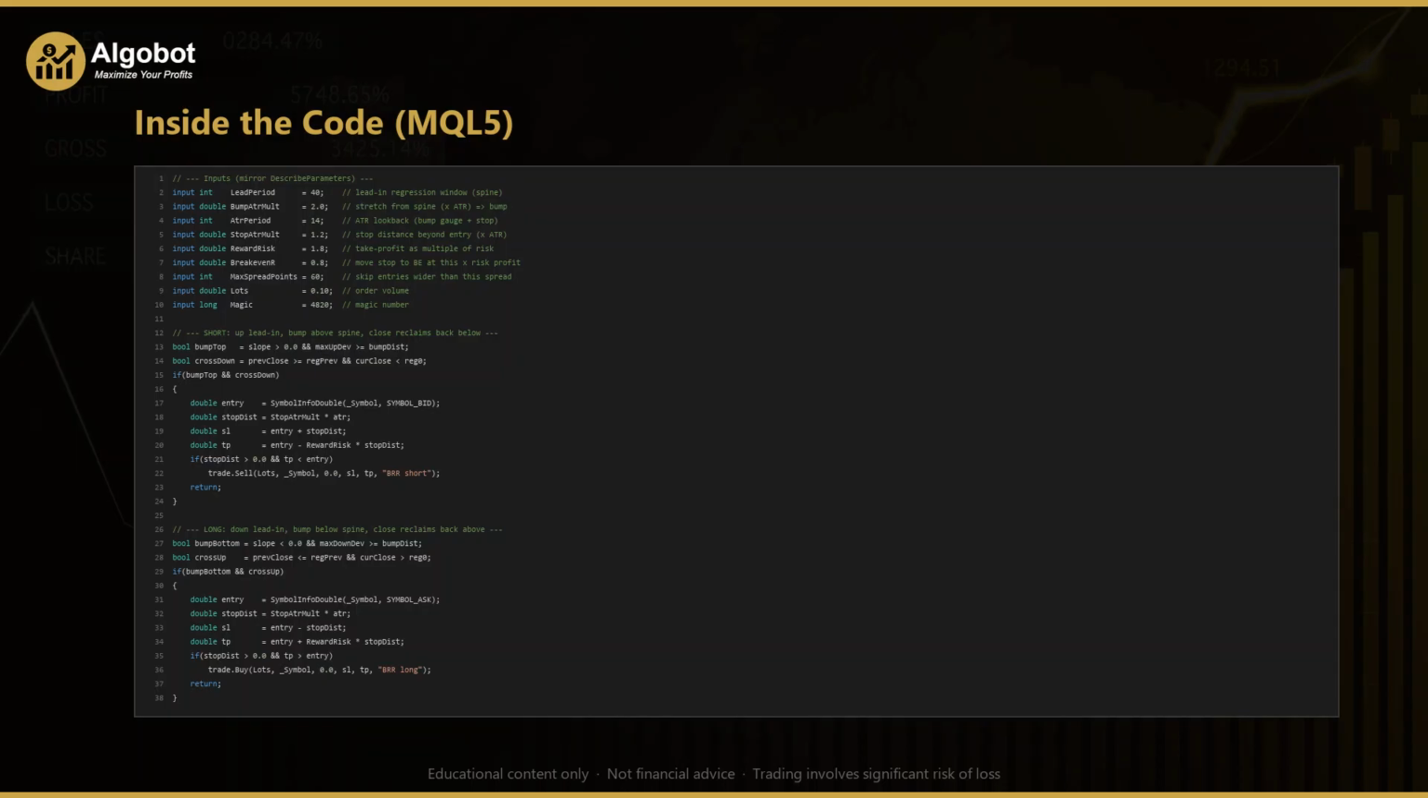The long block mirrors it exactly. Bump bottom needs a negative slope, a falling lead-in, and a downward stretch reaching the bump distance. Cross up needs the previous close on or below the spine and the current close back above it. When both hold, the strategy takes the ask as entry, places the stop below entry, sets the take profit at reward risk times risk above entry, and calls trade.buy. Both sides use the same tight, symmetric bracket.